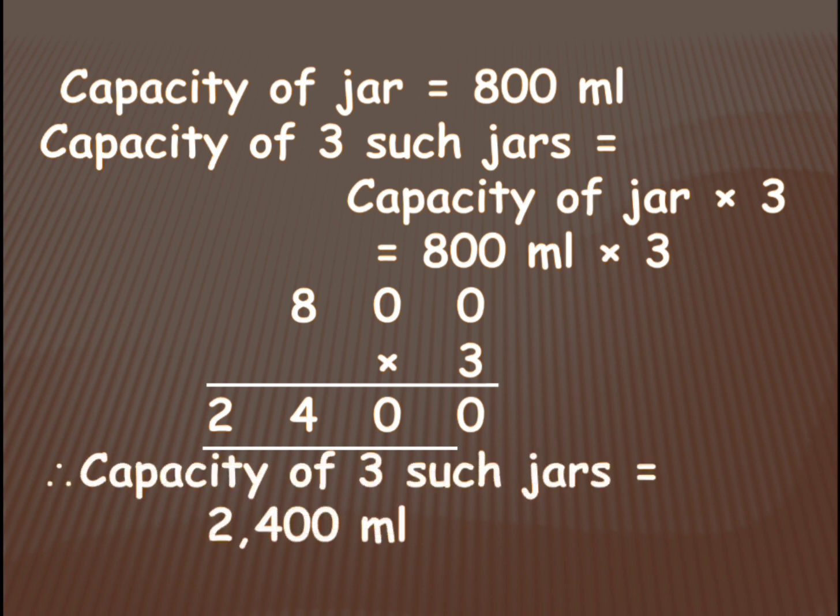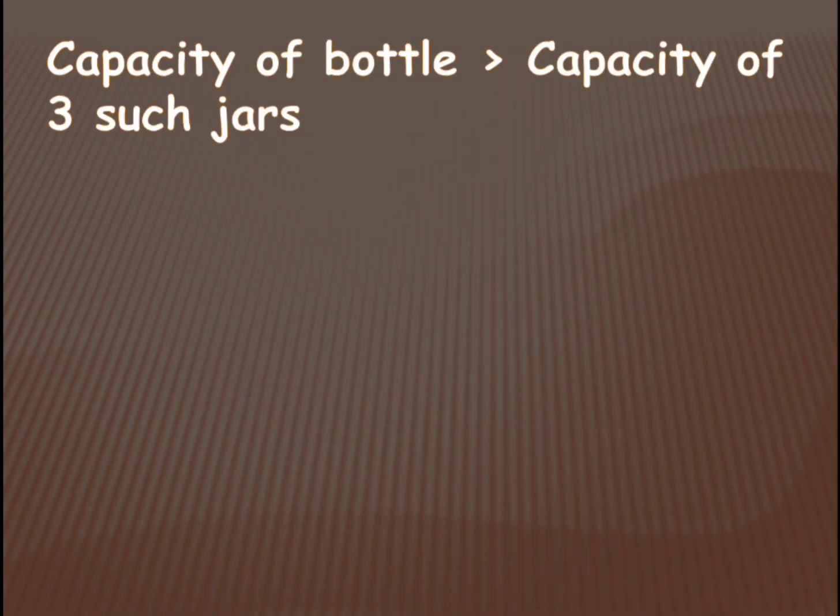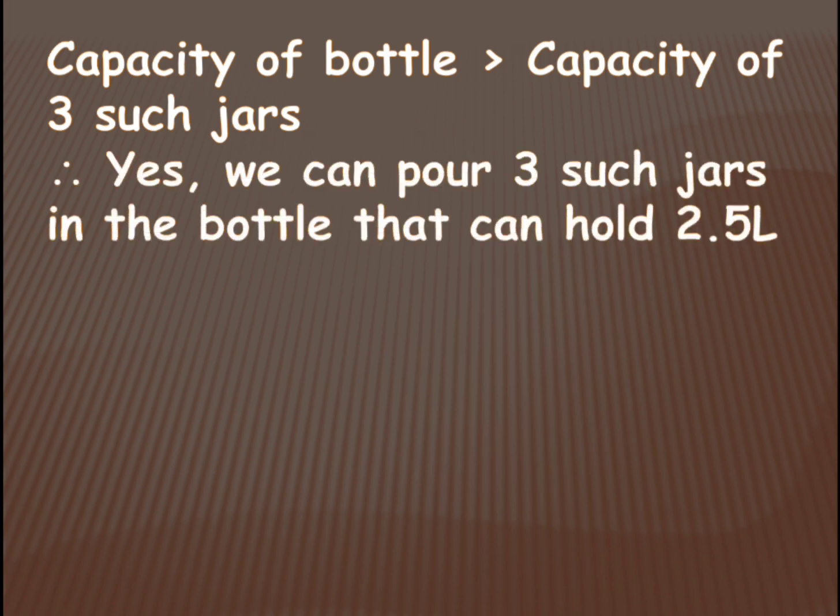Now the capacity of the bottle is 2500. That means the capacity of the bottle is more than the capacity of 3 jars, isn't it? That means we can easily say that the bottle can hold the capacity of 3 jars. Therefore you will write: yes, we can pour 3 such jars of water into the bottle that holds 2.5 liters. In this way you need to solve the problems, children. There are a few more in your daily schedule. Please copy them down in your classwork.